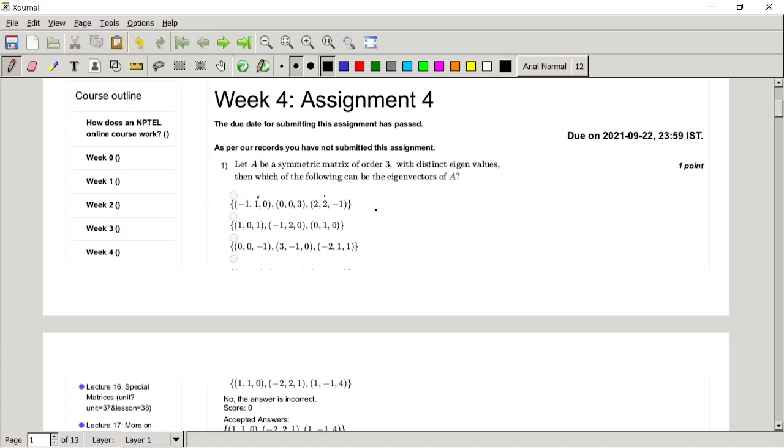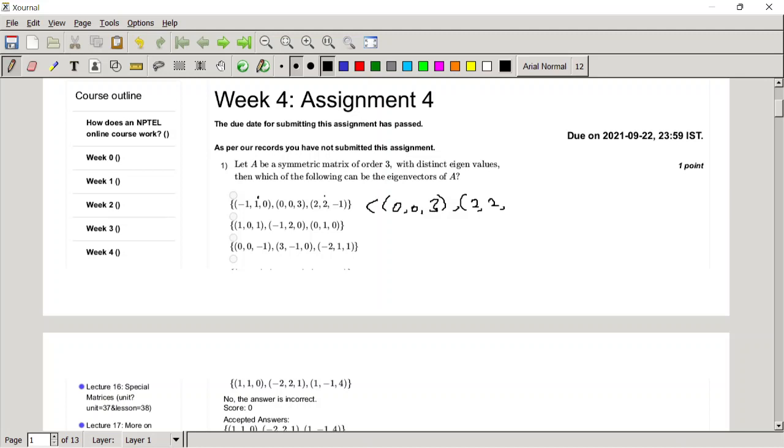So for the first option, I'm taking the first and last vectors. Actually, we have to check each two vectors. The second and third are also not orthogonal. I'm just checking whether the first and third vectors are orthogonal or not. Sorry, actually these two are orthogonal. So let me take the second and third one.